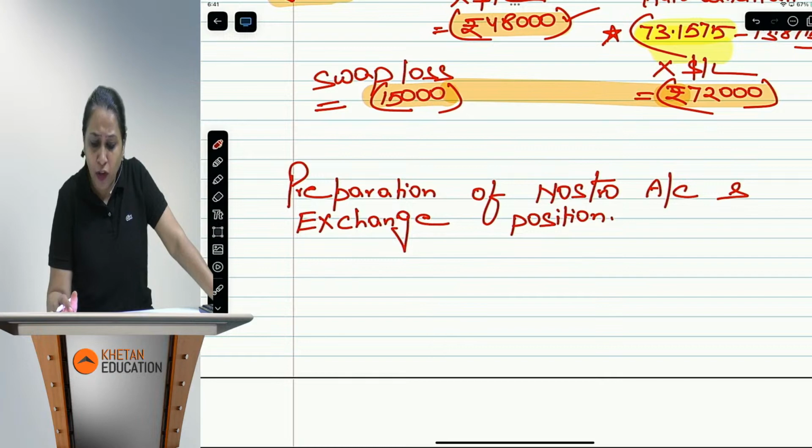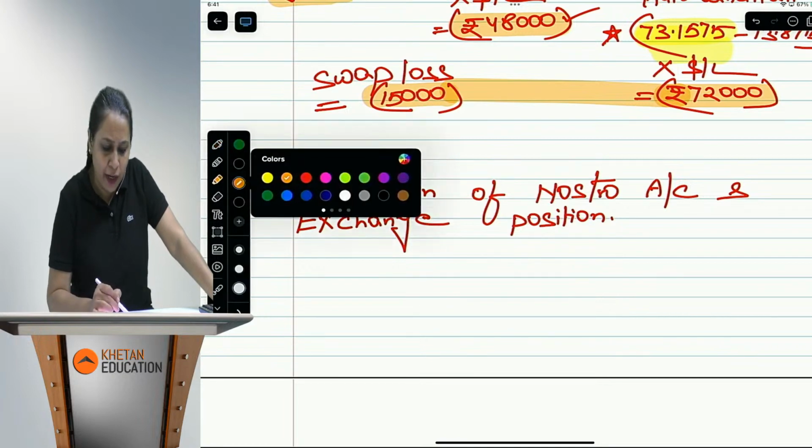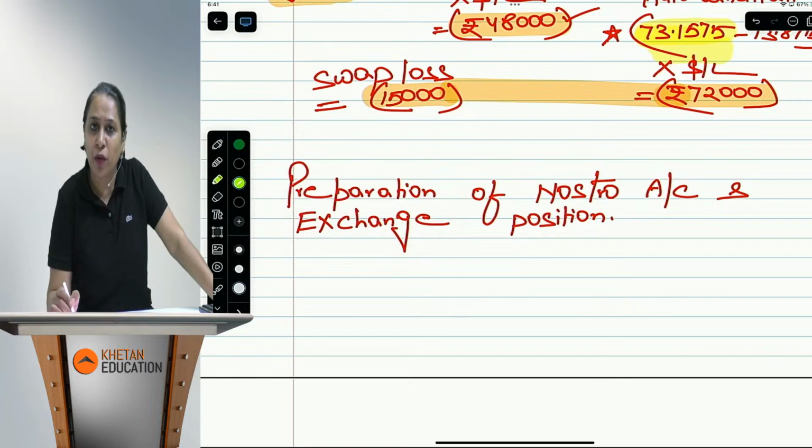If you at all know the difference between the P&L statement and the cash flow statement, you will be able to understand this completely. In a P&L statement, if you remember at all, it is prepared on the basis of accrual method.